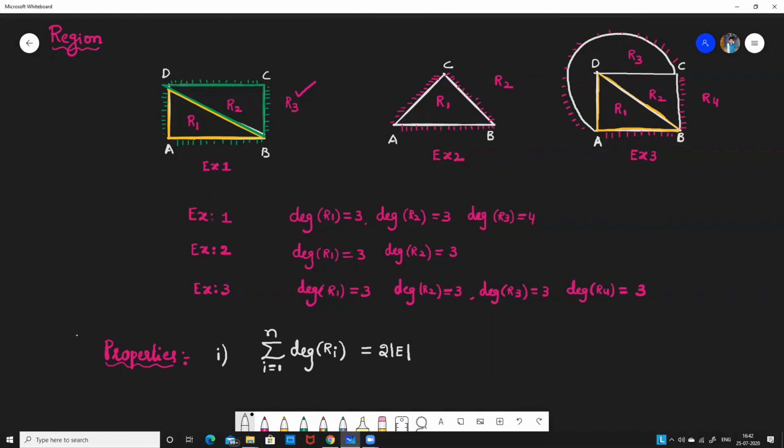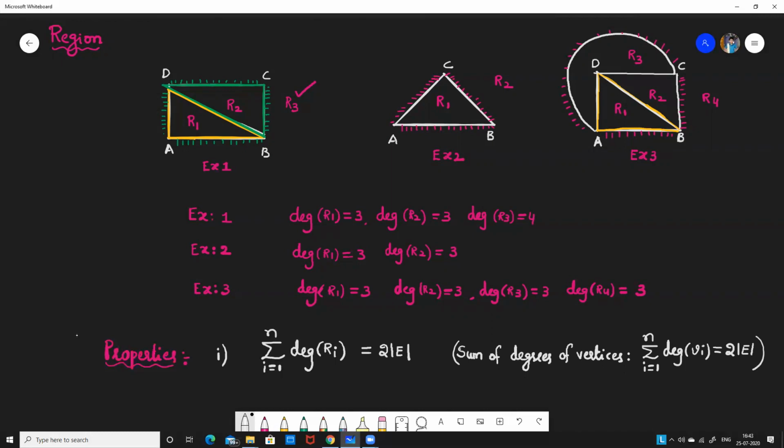In the sum of degrees of vertices theorem, have you remembered what it said? It says that summation i runs from 1 to n of the degree of all vertices must be equal to 2 times the total number of edges in the graph. That is called the sum of degrees of vertices theorem.